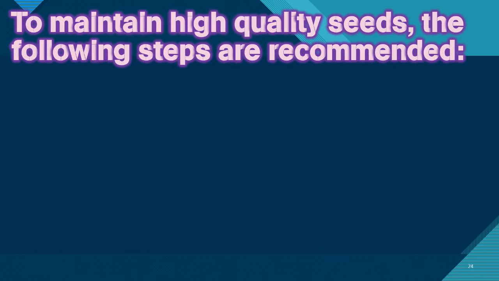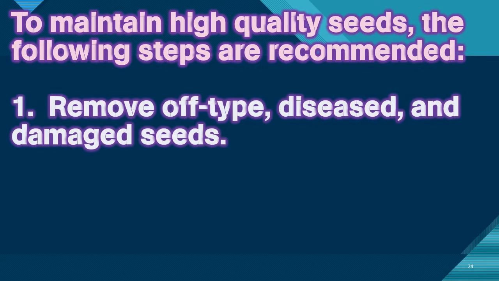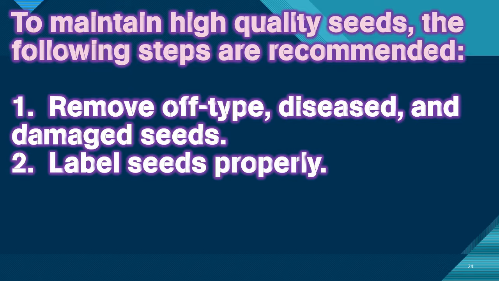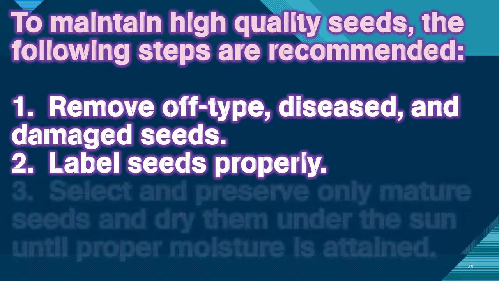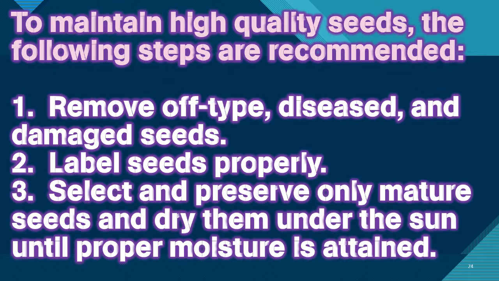To maintain high-quality seeds, the following steps are recommended. 1. Remove off-type, diseased, and damaged seeds. 2. Label seeds properly. 3. Select and preserve only mature seeds and dry them under the sun until proper moisture is attained.